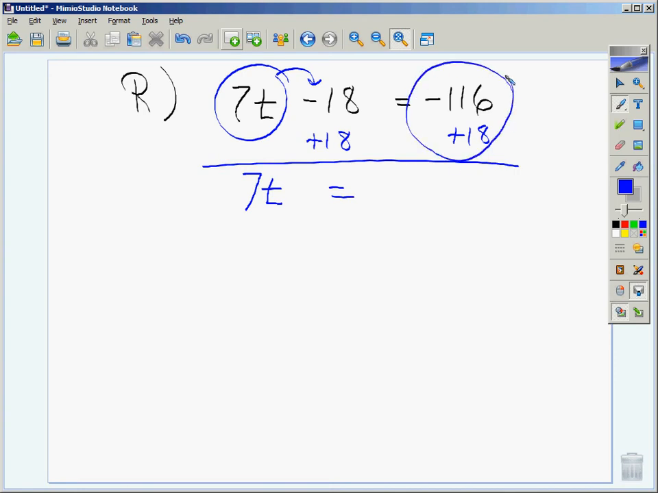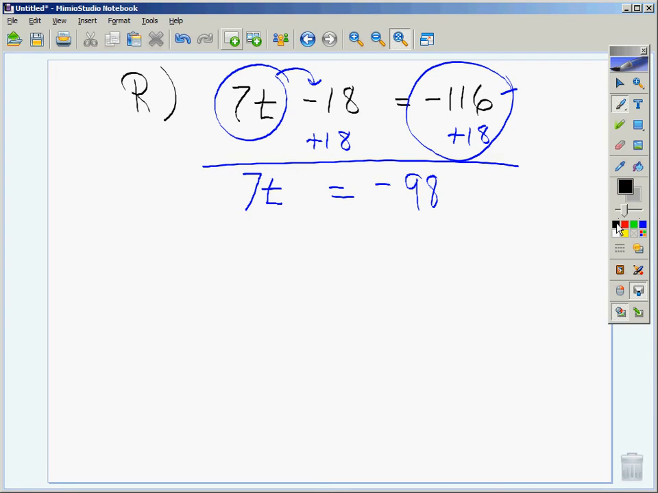Again, I see a lot of mistakes putting these two numbers together. When I put these two numbers together, one is negative, one is positive. They have different signs. I keep the sign of the larger absolute value, so it's going to be negative. I subtract one of them from the other. So I take 116 and subtract 18, and it gives me a negative 98.